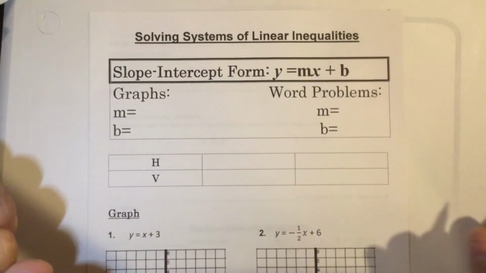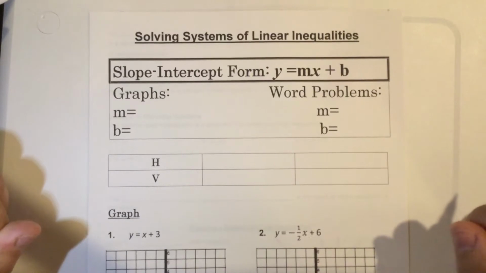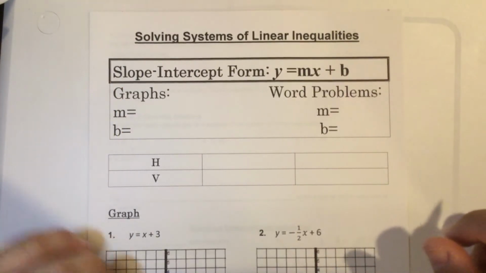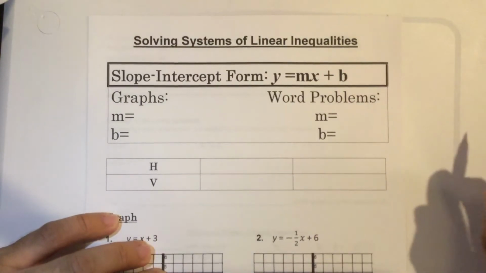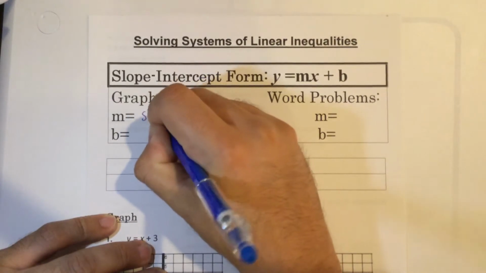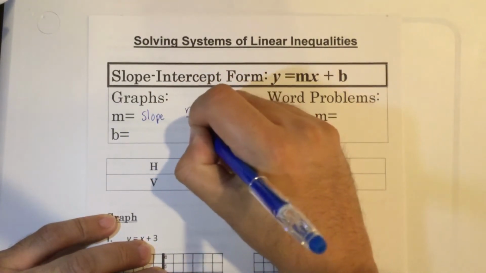All right, so these are the notes for solving systems of linear inequalities. Before we get into the linear inequalities, we're going to talk about slope-intercept form, which is y equals mx plus b. For graphs, what does the m stand for? The m stands for slope, and that's going to be your rise over your run.